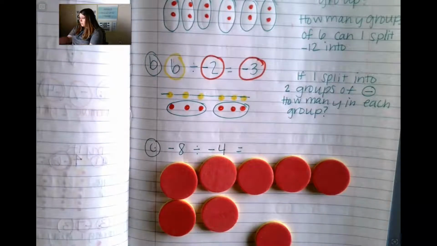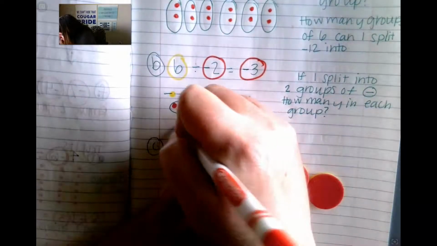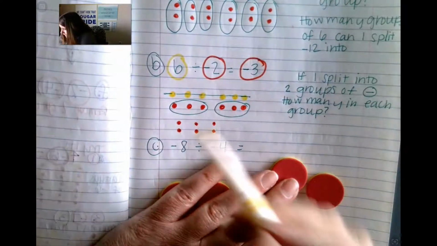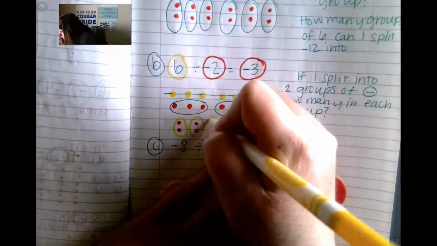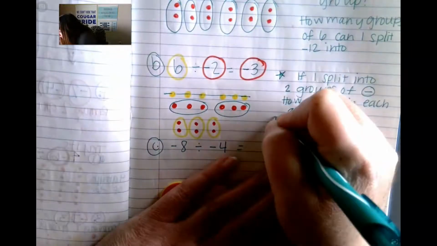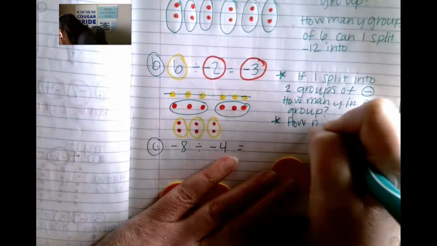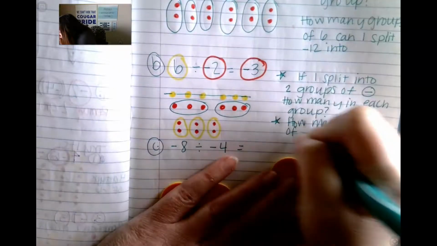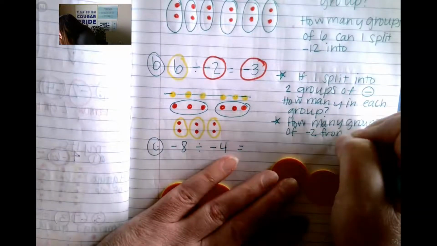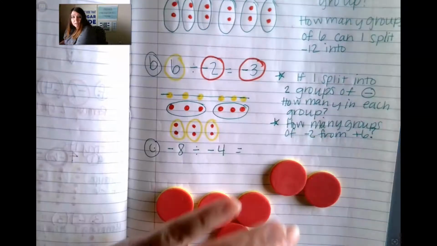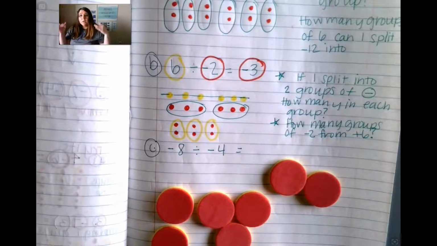Maybe I should draw that real quick. Let's draw that. So how many groups of -2 could I have made? Because we showed that with the chips. Well, we made 3 groups of -2 up here. So we could have also asked, so here's one question. And another question, how many groups of -2 from +6? I could make 3 groups of negatives. Okay, so either question you can ask yourself, whichever one makes sense inside your head.